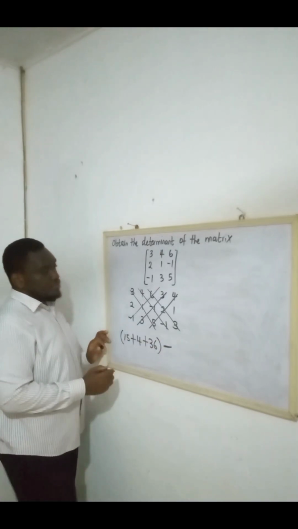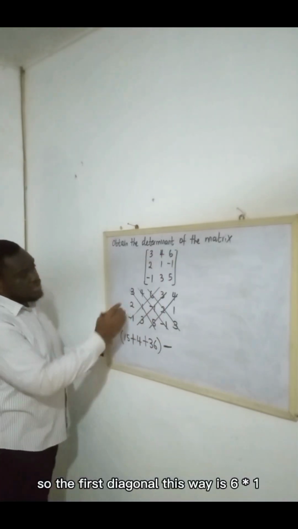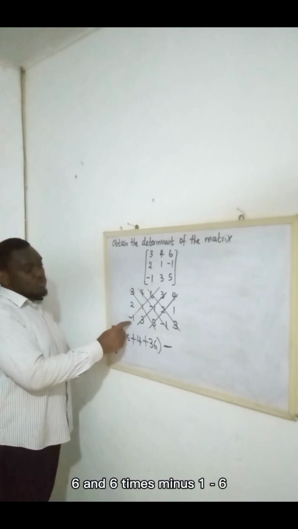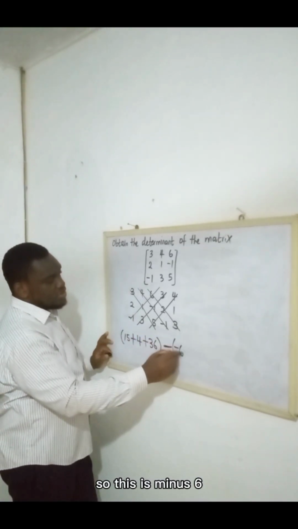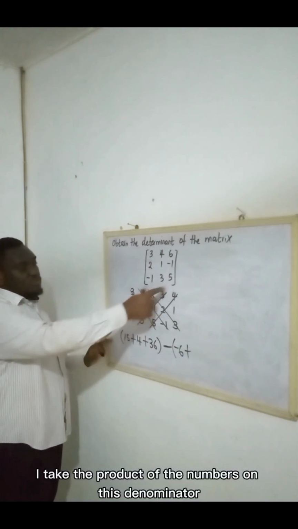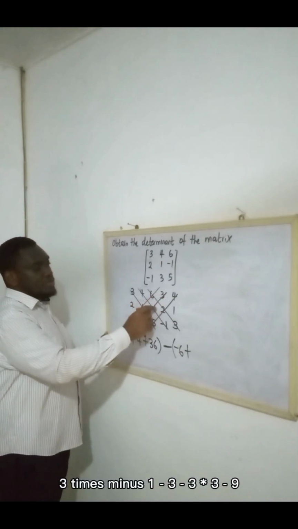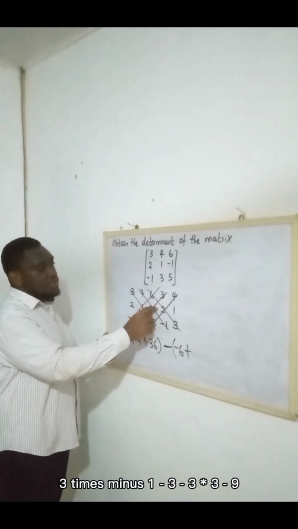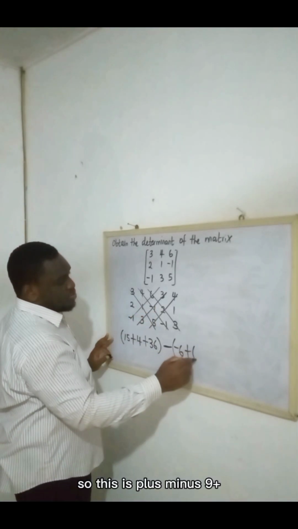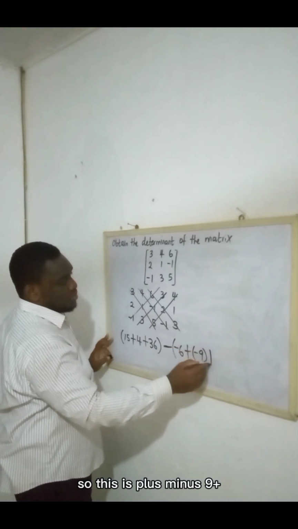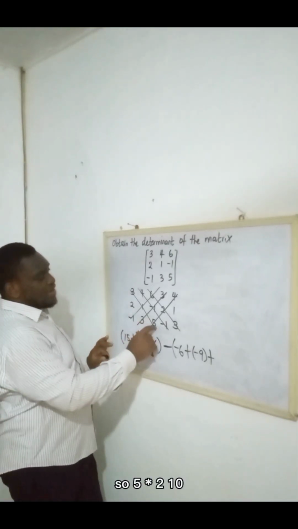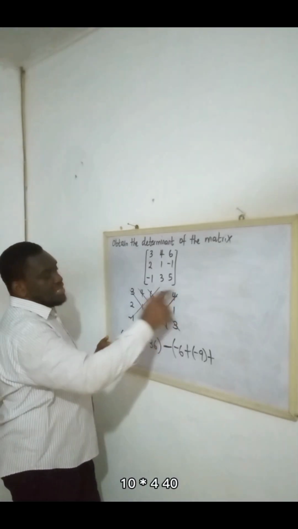I subtract. So the first diagonal this way is 6 times 1, 6. Then 6 times minus 1, minus 6. So this is minus 6 plus. I take the product of the numbers on this diagonal. 3 times minus 1, minus 3, times 3, minus 9. So this is plus minus 9 plus. I take the product of the numbers on the diagonal. So 5 times 2, 10, 10 times 4, 40.